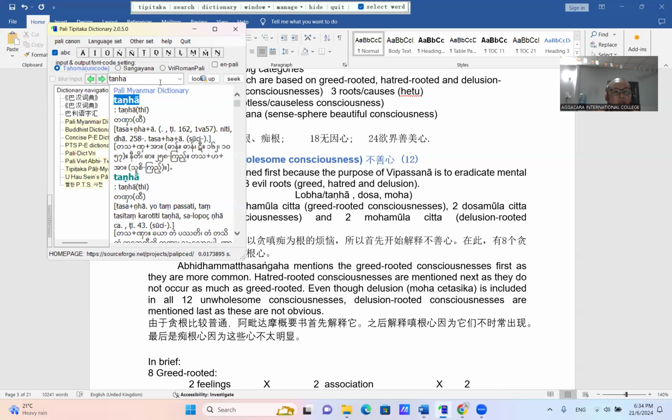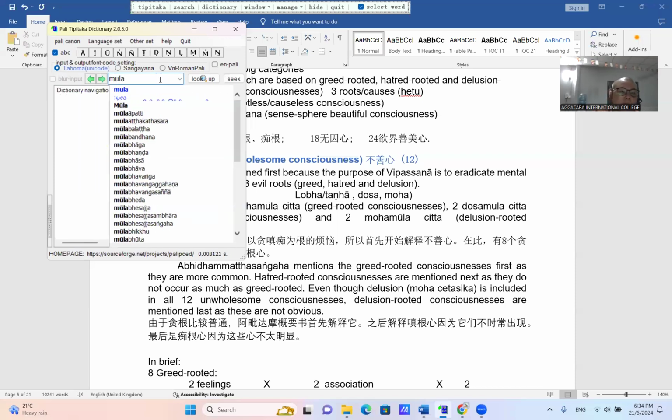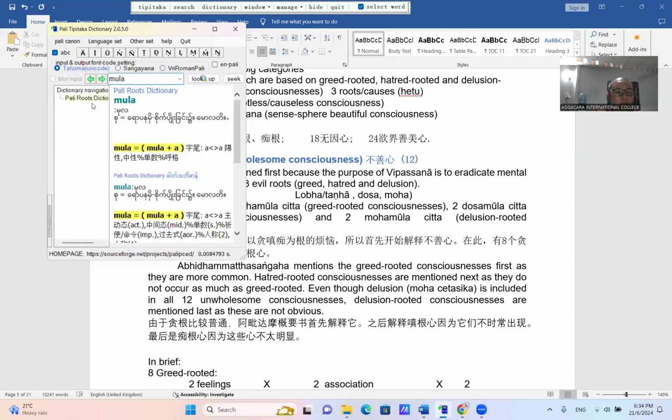All right. So you can see few. Okay, this is the meaning of root. Okay. It only appear in Myanmar. Why is it appear in Myanmar?